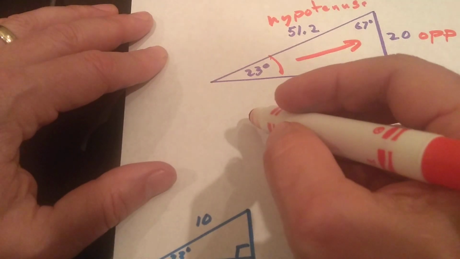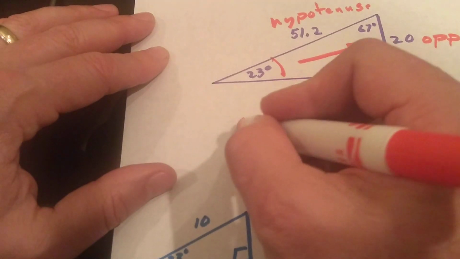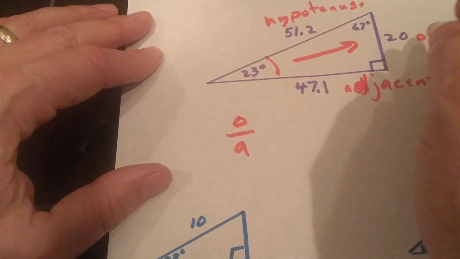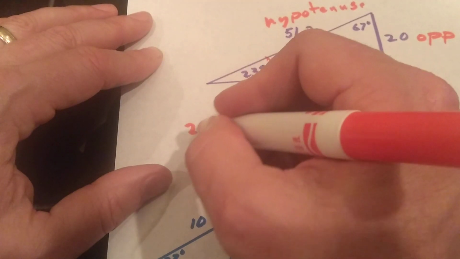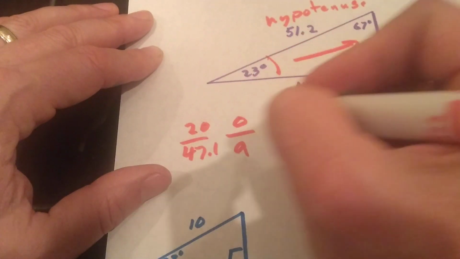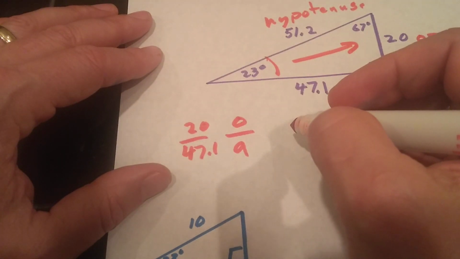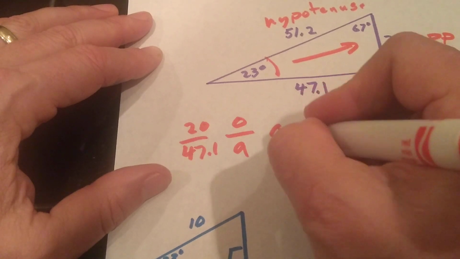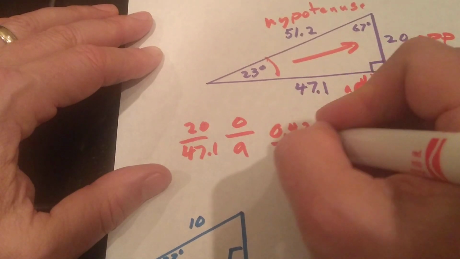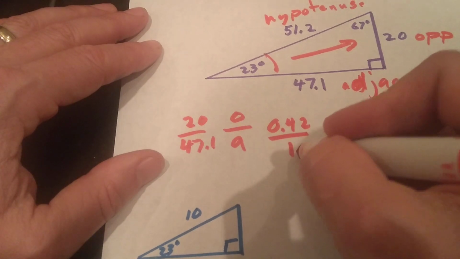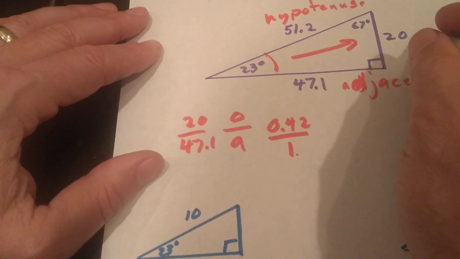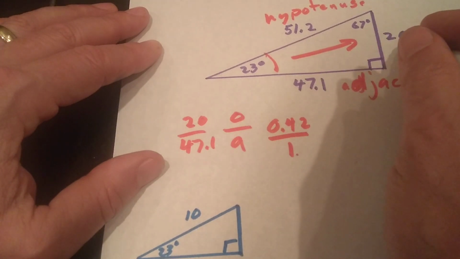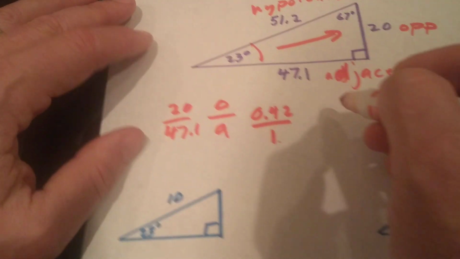So let me just start with opposite over adjacent. Opposite over adjacent is going to be 20 over 47.1. And I've got that written down somewhere. That's 0.42. Or I can think of it as 0.42 over 1. So if my adjacent is 1, my opposite is 0.42, which makes sense. This is smaller, this is bigger, this is about half, so that ratio makes sense.